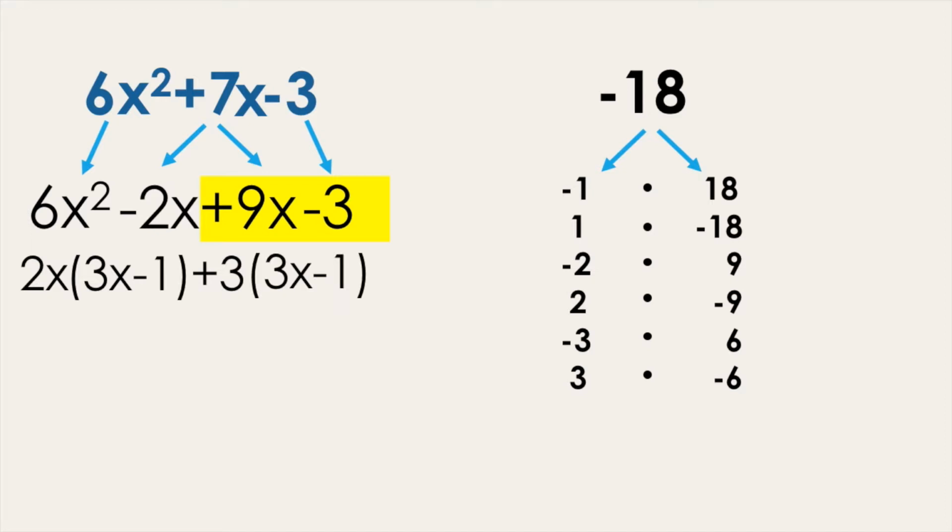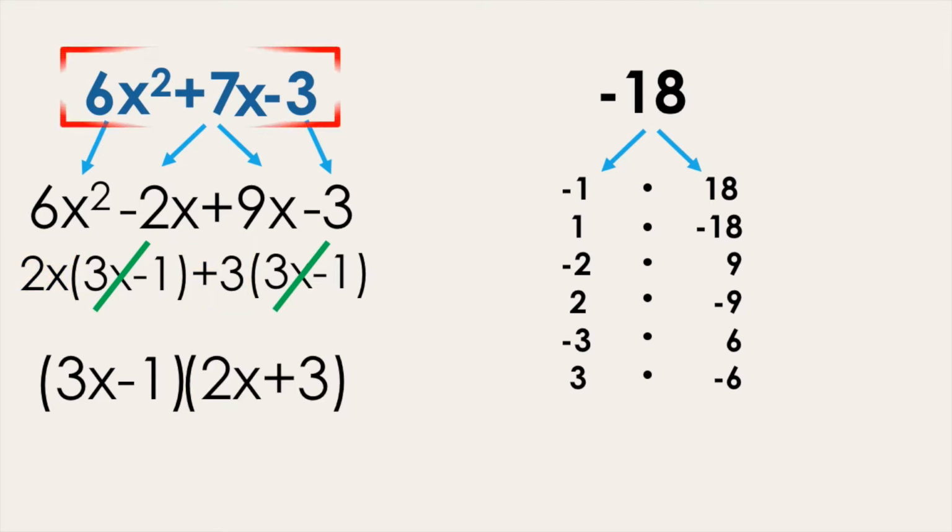Next, we can factor out 3x minus 1, and then we're left with 2x plus 3. So the factored form of 6x squared plus 7x minus 3 is 3x minus 1 times 2x plus 3.